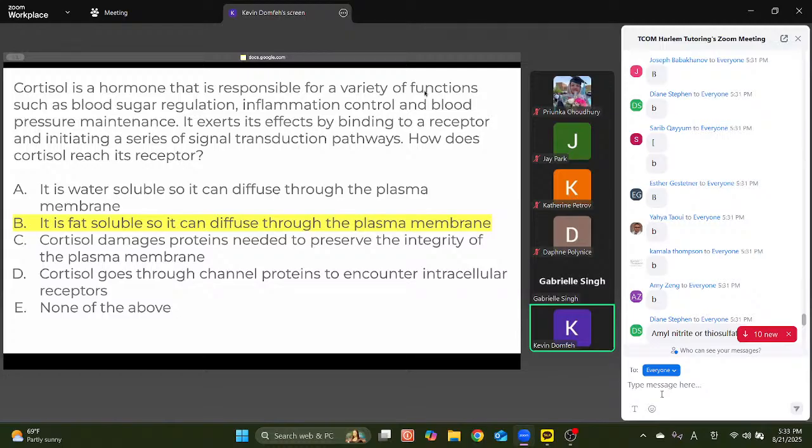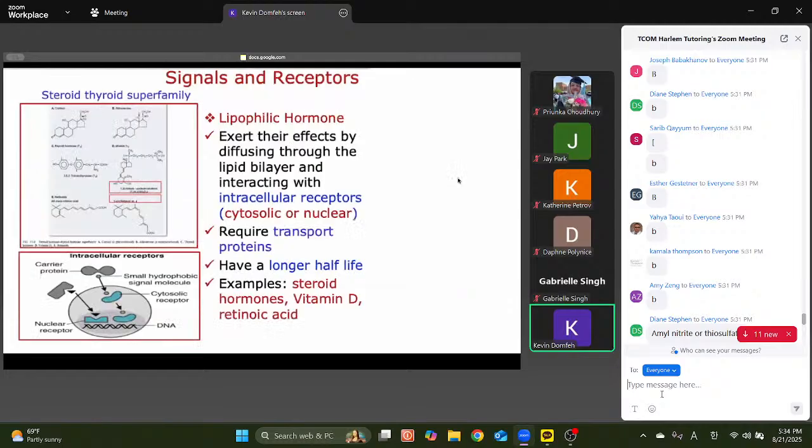So cortisol is fat soluble. That means that it can diffuse through the plasma membrane, right? Remember that the plasma membrane is mainly fat. And cortisol can diffuse through and bind to a receptor either in the cytoplasm, or in some cases, like with other fat-soluble hormones, to receptors in the nucleus. So it's fat soluble, so it doesn't need a membrane receptor. And the other two, I just made them up. So it's B. And this is basically saying what I just said.